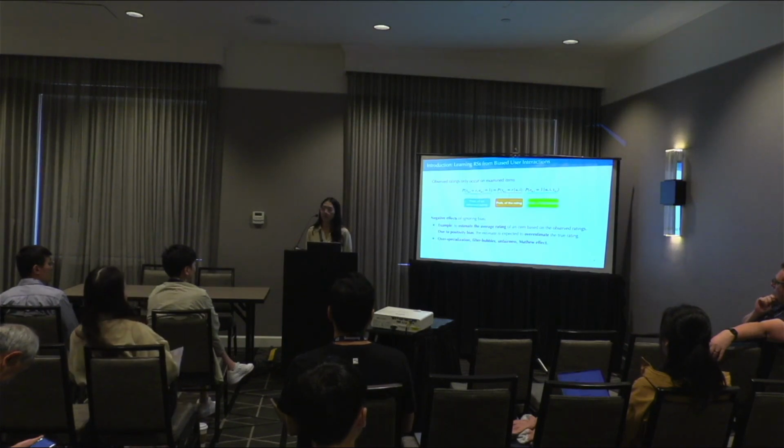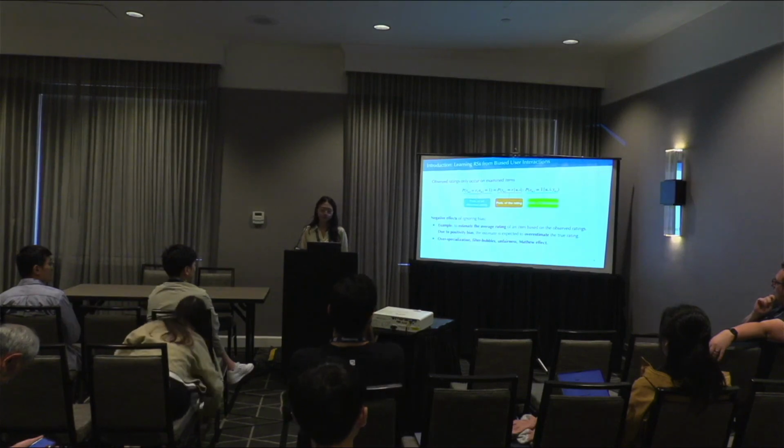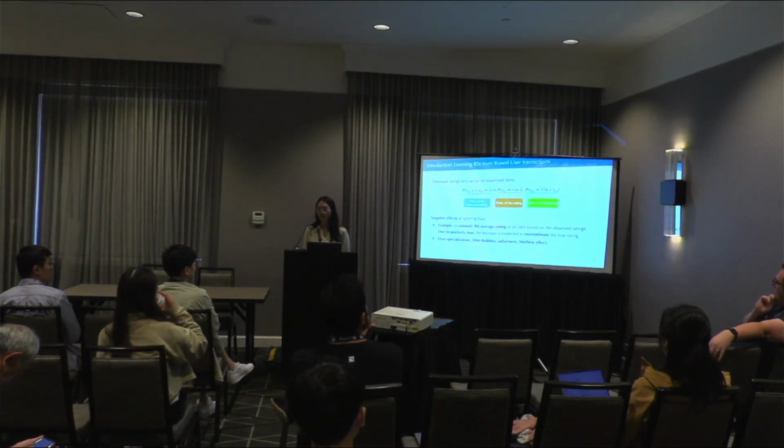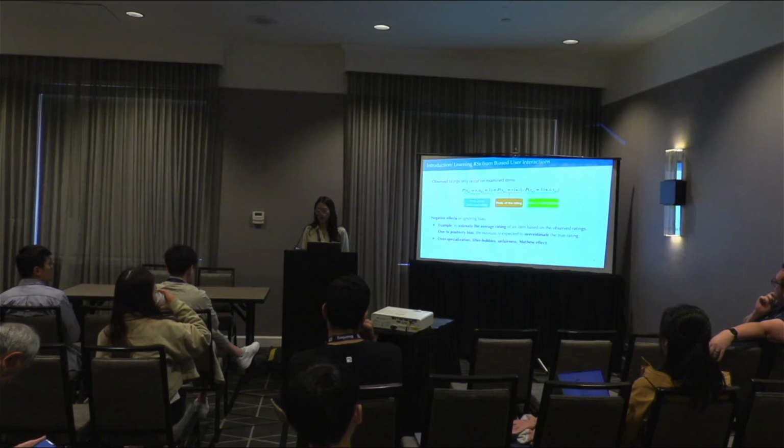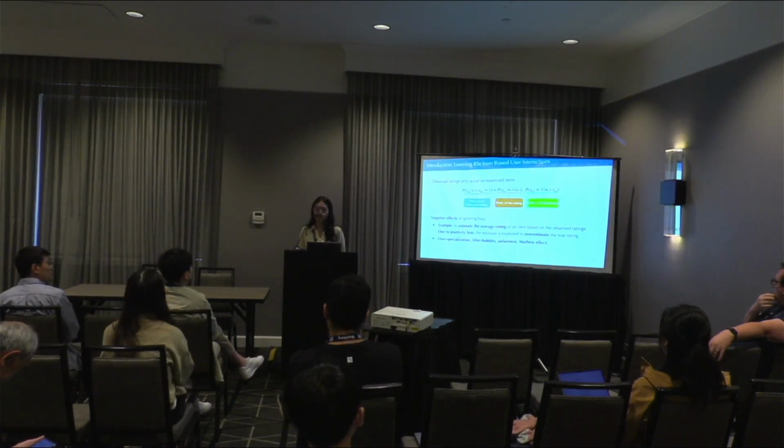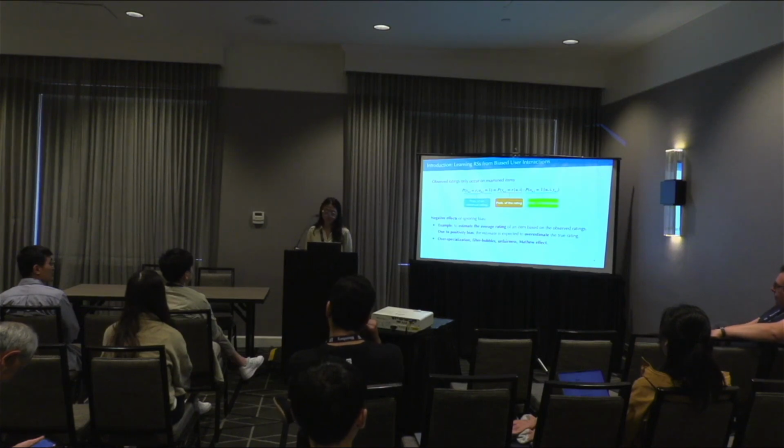What happens if we ignore bias? Let's take a simple example. We want to estimate the average rating of an item based on the logged data. Due to positivity bias, where the high ratings are overrepresented, this estimate is expected to overestimate the true rating. In general, ignoring bias could also lead to over-specialization, filter bubbles, unfairness, and Matthew effects.